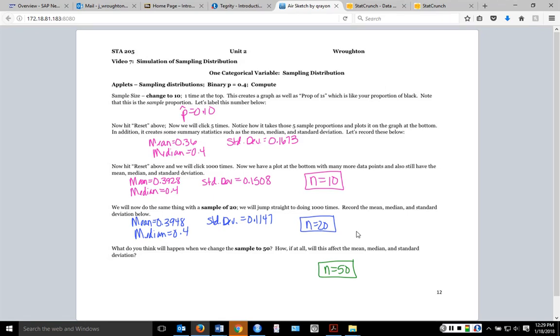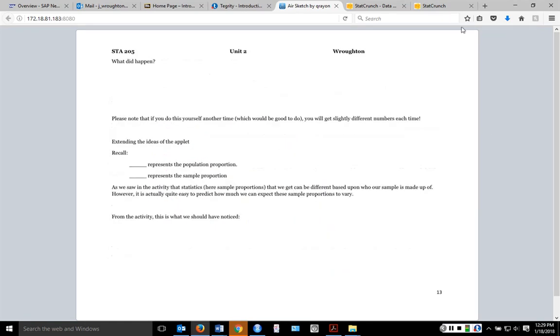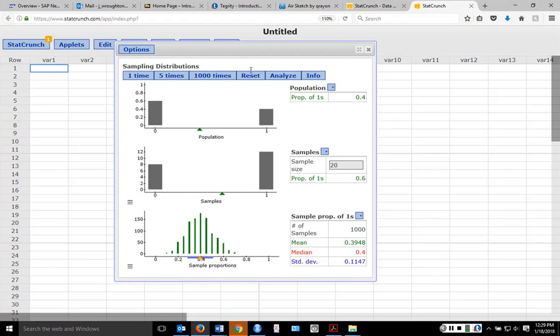Well, let's see what we do get. Okay, so I'm just going to reset it, change this to 50. So again, what it's going to do now is take a sample of 50 beads, record the color, calculate the percentage of black, put it on here, and then do that again and again and again, and do it 1,000 times automatically.